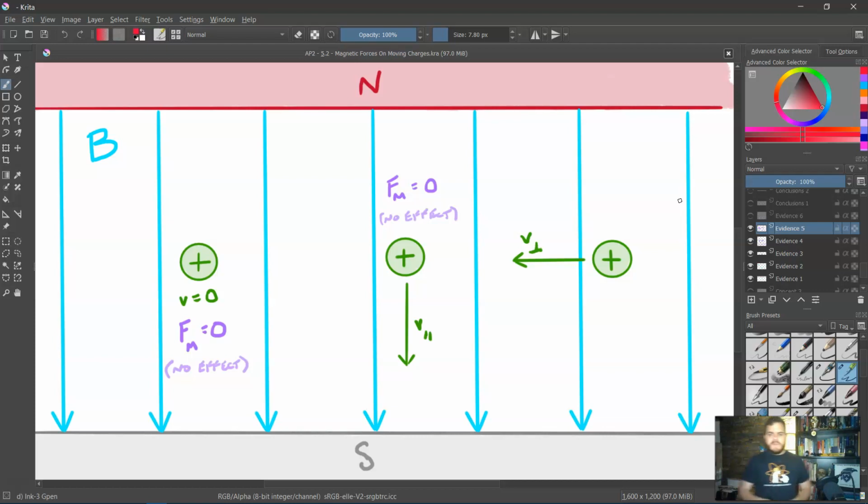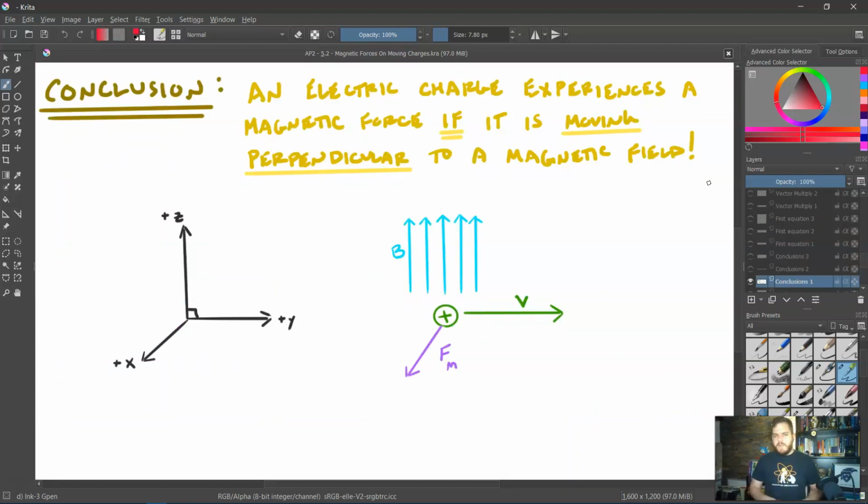And lastly, let's look at the one that's moving perpendicular. Well, when it moves perpendicular, it actually does experience a magnetic force, and that magnetic force is going to go out of the page or out of the screen. Now that's hard to visualize here. I tried to draw it as 3D as possible, but that vector should be coming basically straight at you in a third dimension. So what conclusions can we draw from this?